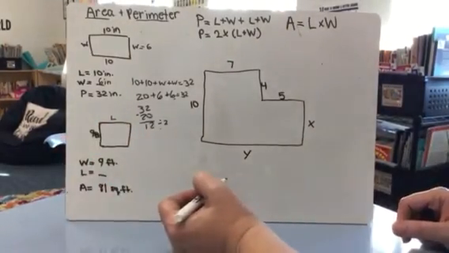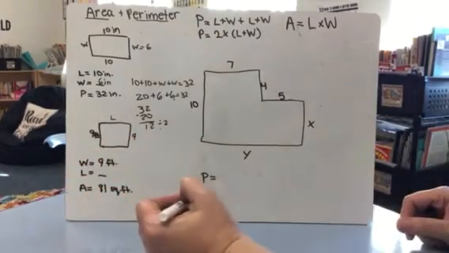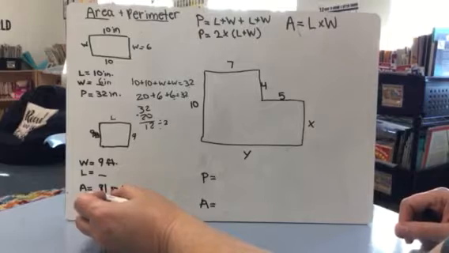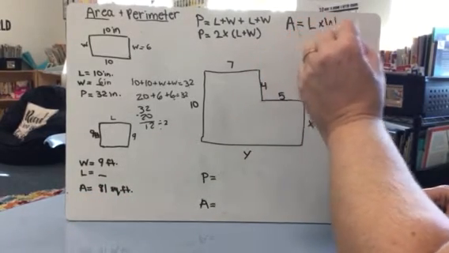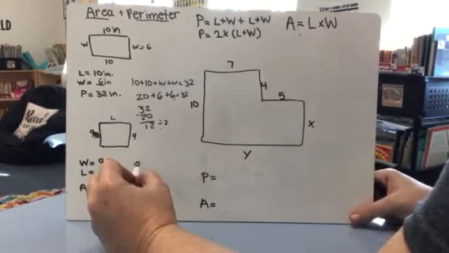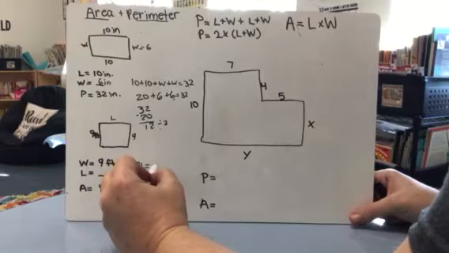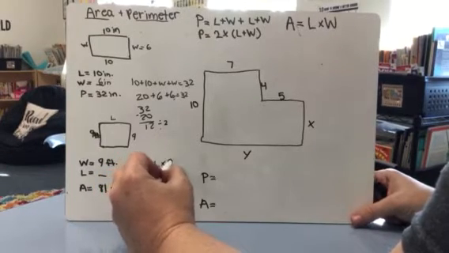I know that I have 9 feet. I am missing my length. If that side is 9 feet, I know this side is 9 feet as well. This time I don't know the perimeter, I know the area. Well, my area formula is length times width. So if I kind of plug into that formula, I know the area is 81. 81 equals L times 9.